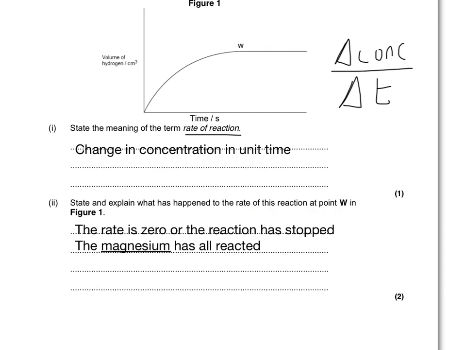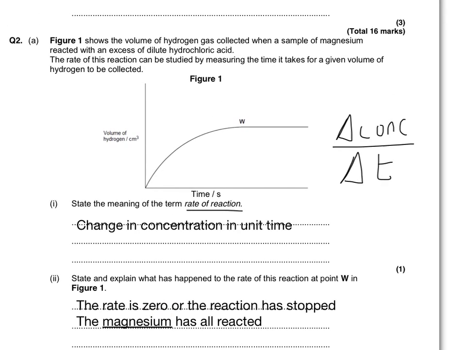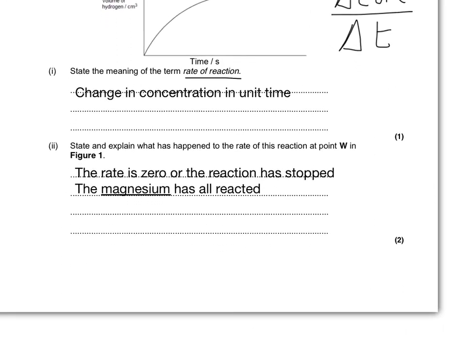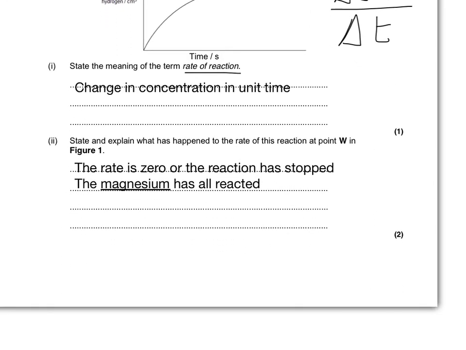Now if you look at point W, you can see that there's no further hydrogen being formed. Remember when you're measuring the rate, you take the gradient, the tangent, and you take the gradient of that tangent. Now that tangent here would be 0, so the rate is 0. And why has that happened? Well, the magnesium has all reacted. How do we know it's magnesium has all reacted? Well, it says that the magnesium has reacted with an excess of dilute hydrochloric acid, so it's therefore correct to say that all the magnesium has reacted and not the HCl. That is in excess.